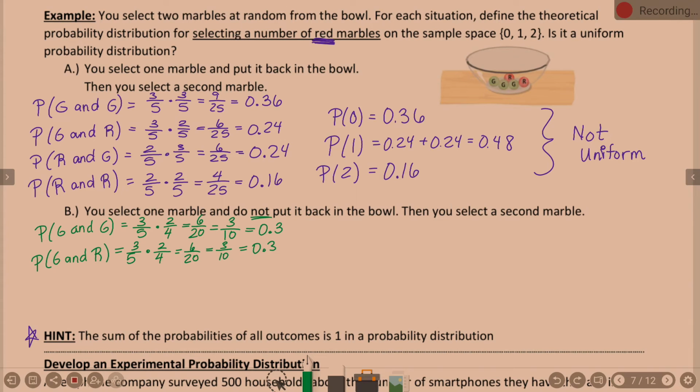Reverse it. Couldn't you just do like that one and then multiply that? Let's reverse it and try it. So what's the probability of getting red on the first draw? 2 out of 5. I draw a red. We're going to assume I'm still holding a red. What's the probability of a green? 3 out of 4.